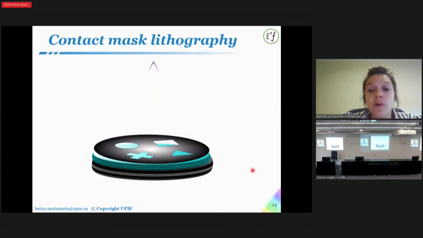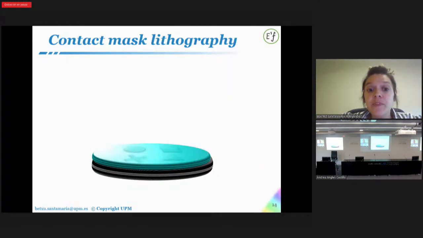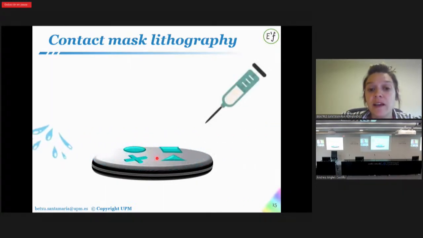So when the light is exposed, the geometry that we want to draw is drawn in the photoresist, but there are still some parts that have not been exposed. These parts can be removed by a chemical etching, and thus we have the geometry that we want.